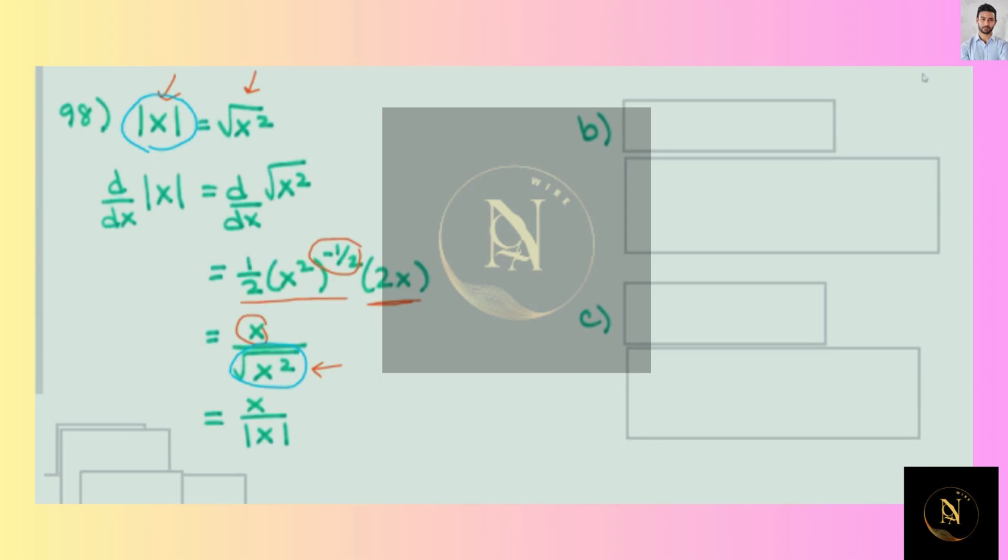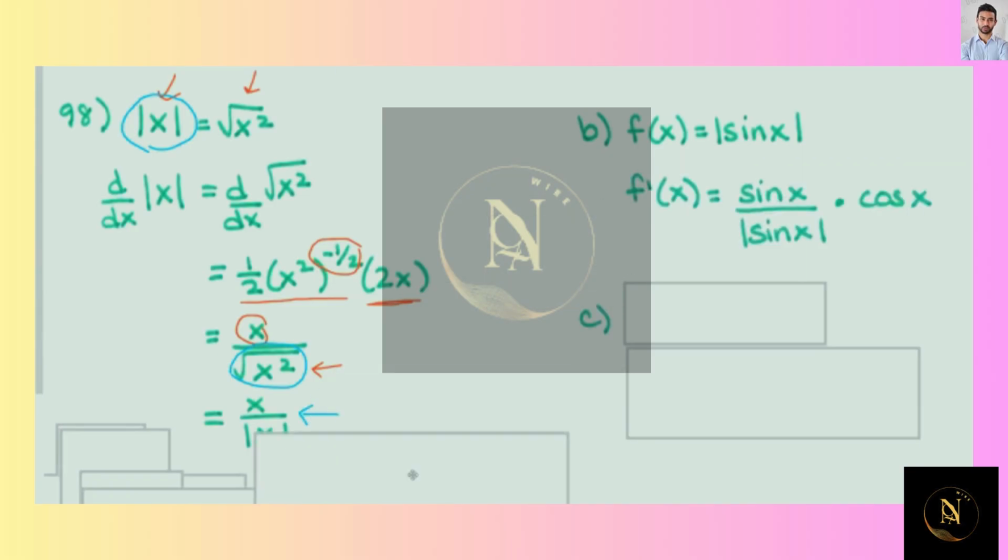So we have part B, where our function is the absolute value of the sine of x. So it's not just the absolute value of x, it's the absolute value of the sine of x. So we're going to be using the chain rule along with this derivative that we just found. So what we'll do is the derivative of the outside would be the function over the absolute value of the function multiplied by the derivative of the inside. So the derivative of sine is cosine.